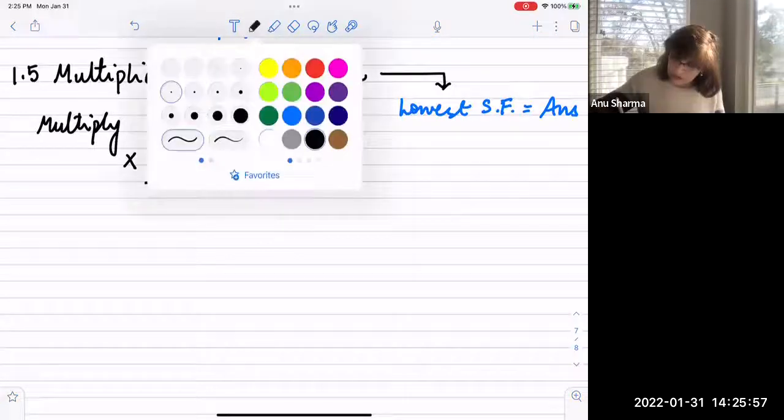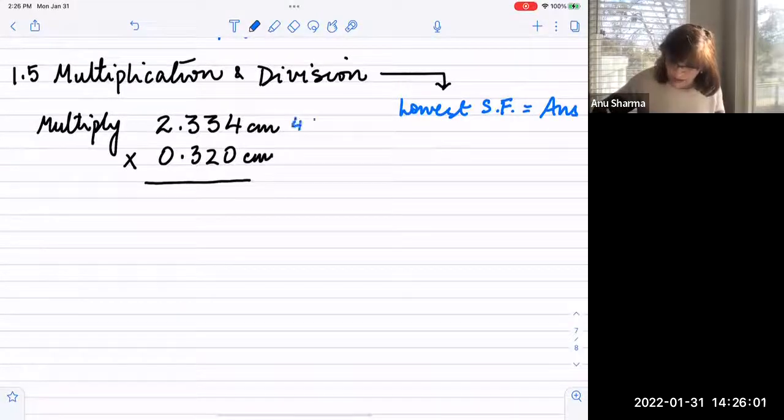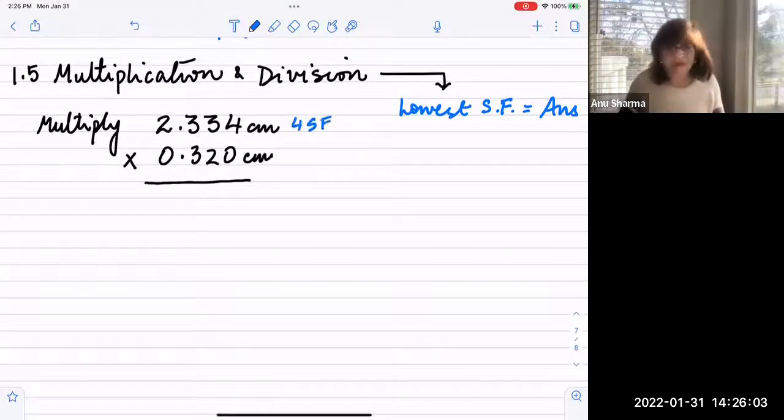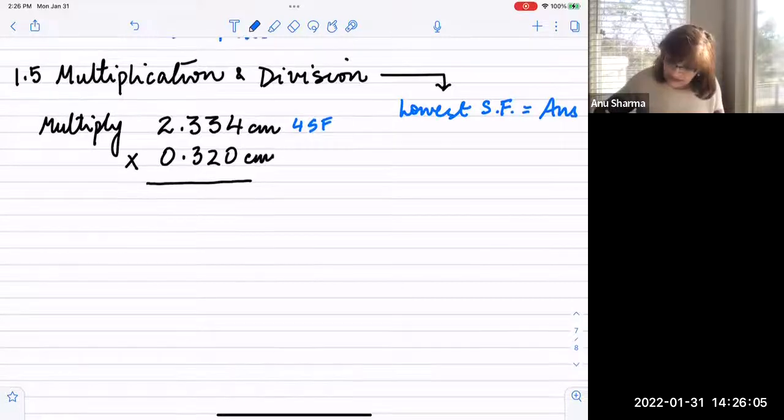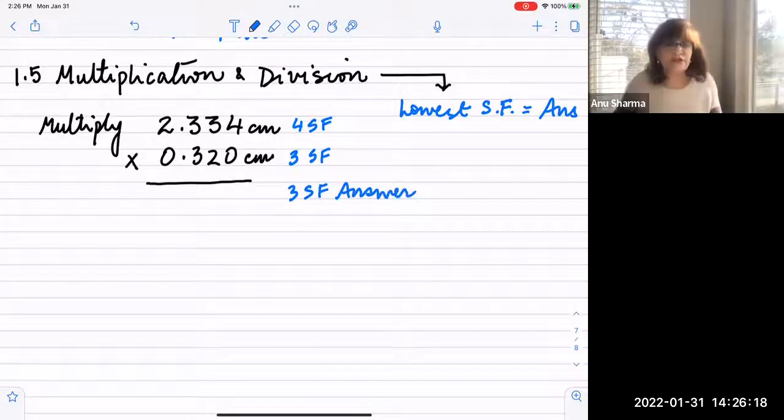You're going to first note down how many significant figures we are dealing with in the first one. We're dealing with 4 significant figures, 2.334. The second one has 3 significant figures. Remember, it's a decimal, so that last 0 is counted. So therefore, your answer should have 3 significant figures, because the lowest one in the computation had 3.